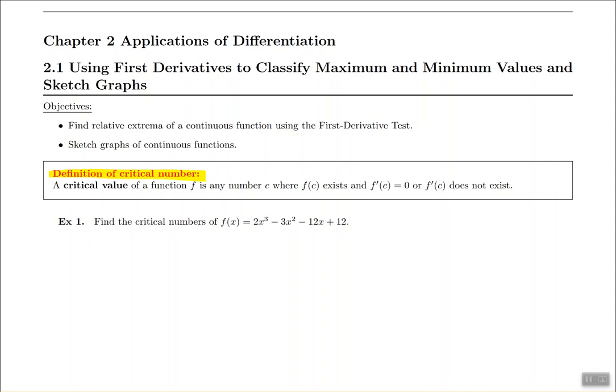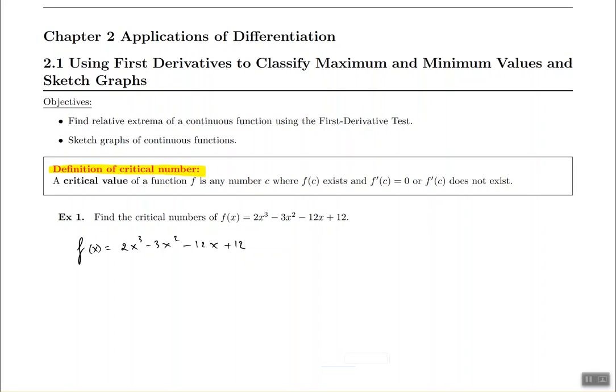Why is this important? This is important because later on we will show that critical values are the places where you will have a maximum or minimum. So by finding the critical values, you're halfway there to finding the maximum and the minimum. So let's begin with example number 1. And our goal here is to find the critical value or the critical numbers. So we will start by finding the derivative.